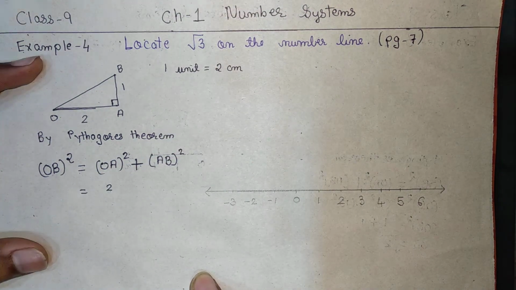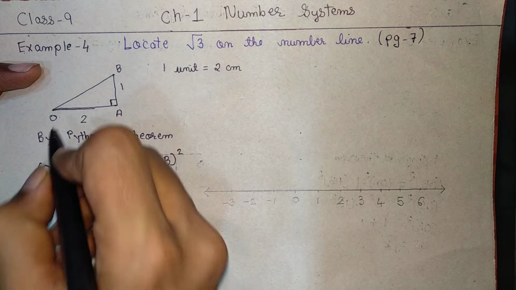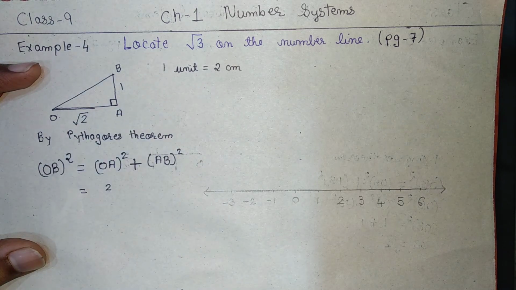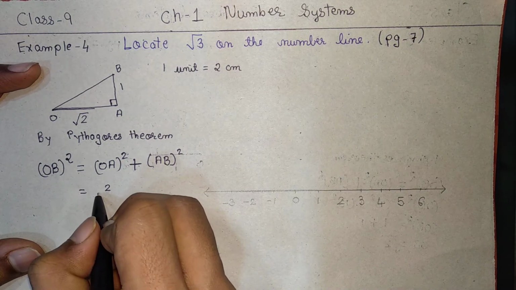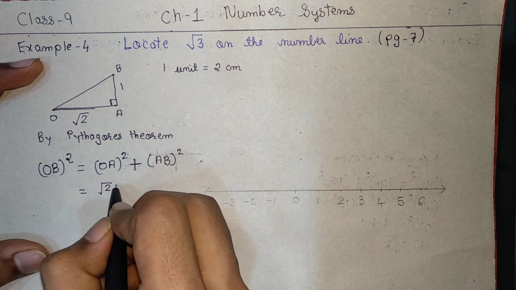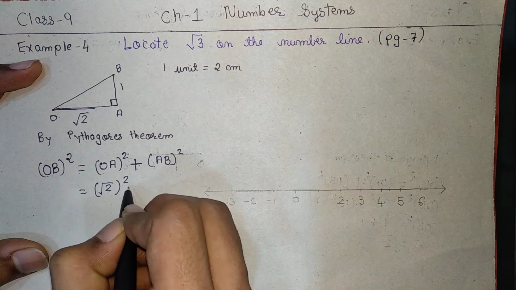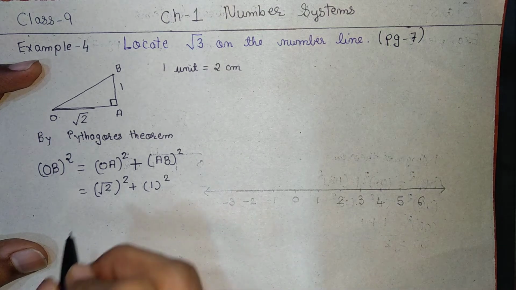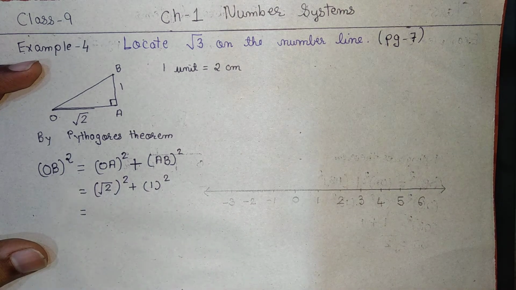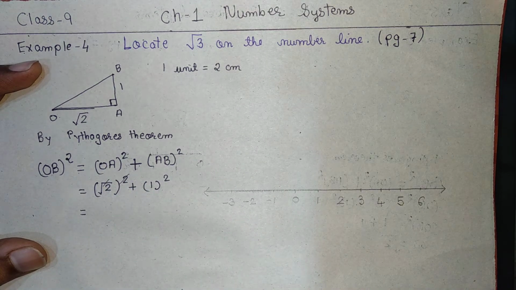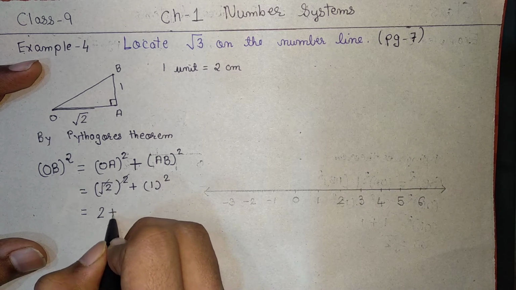So how can we get root 3? We can get root 3 if we take root 2 instead of 2. Now if we take the square of root 2, and AB is 1, so it is the square of 1. See, the square and the root of 2 will cancel, so here we will get pure 2, and 1 square is 1.